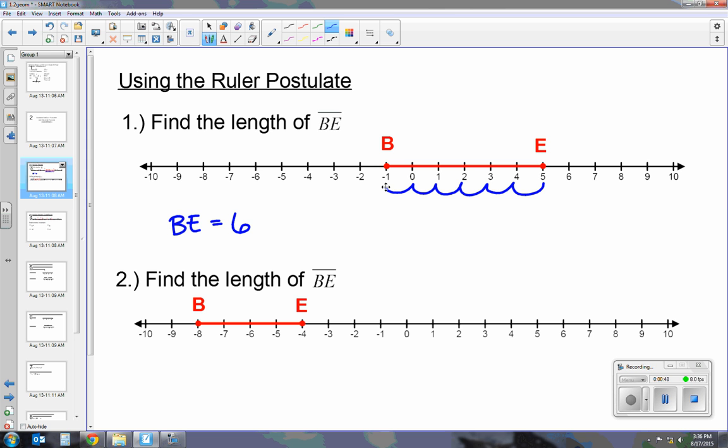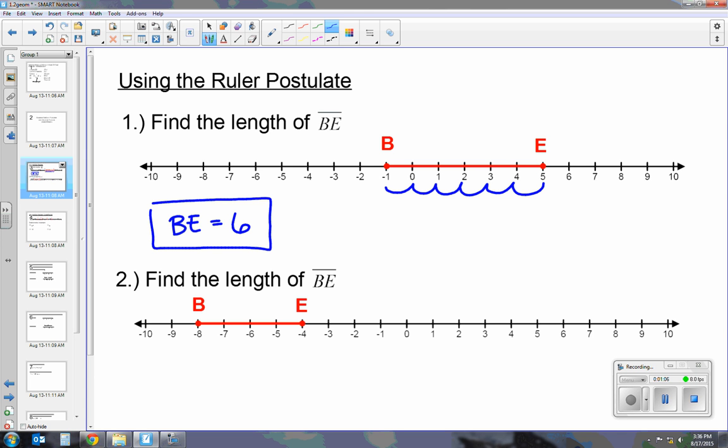And if you notice the notation, I did not put a line segment or a dash above BE, because the notation for the measurement of a line segment has just BE, nothing above it. So we know that that is a measurement. Okay, so make sure that that notation is correct.